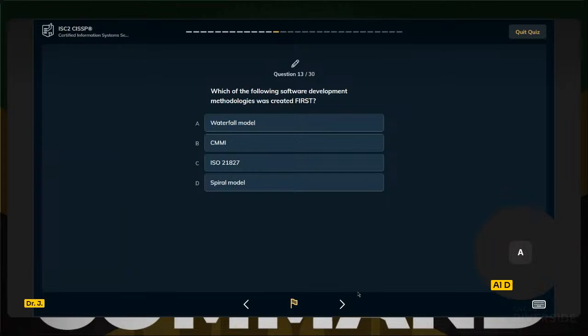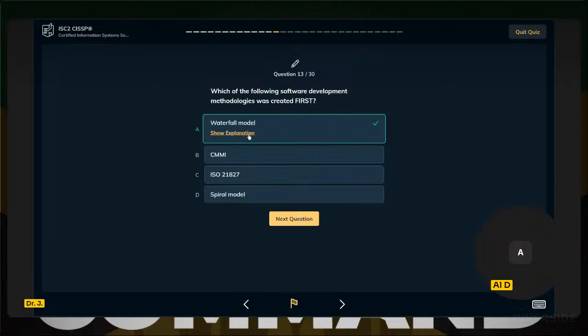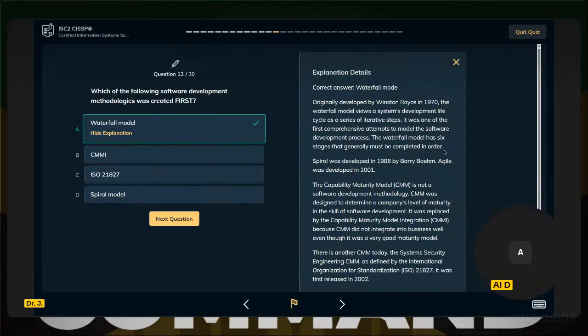All right, which of the following software development methodologies was created first? Would it be waterfall? Oh man, which one was created first? Oh boy. I'll give it a try. Yeah, that was a total guess. I did not know that.